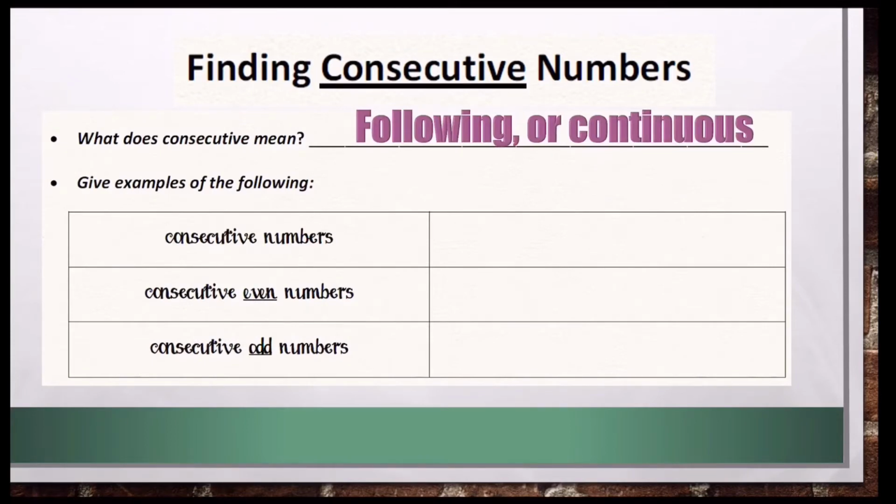So a consecutive number or numbers would be like 1, 2, and 3. Okay, it's the numbers that come right after each other. You could have 23, 24, 25. It could just be two consecutive numbers.